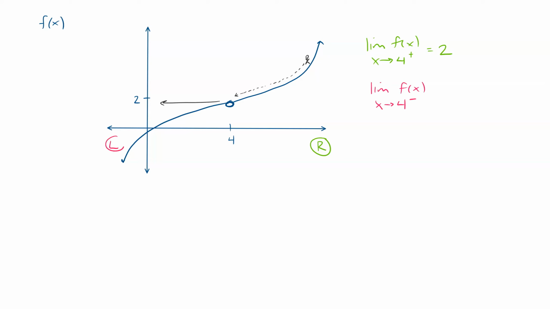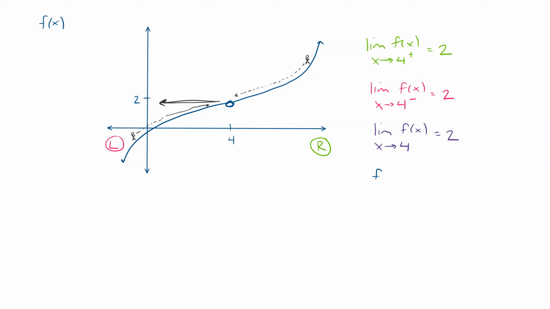Find the left-hand side. Don't mix up your right and your left. Shrink yourself down to ant size. Jump onto the function anywhere on the left-hand side of 4 and run towards 4 from the left-hand side. What y value are we approaching as we get close to 4 from the left-hand side? We are again approaching a y value of 2. So we can say that the limit of the function as x approaches 4 is 2.